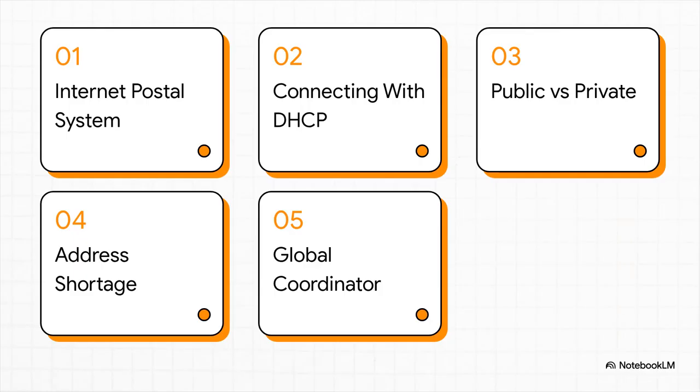Okay, let's dive into this. Here's our roadmap. We'll start with the Internet's postal system. Then we'll look at getting connected with DHCP. After that, we'll contrast public and private networks, see how we solved a massive address shortage, and finally, meet the Global Internet Coordinator. Let's get to it.